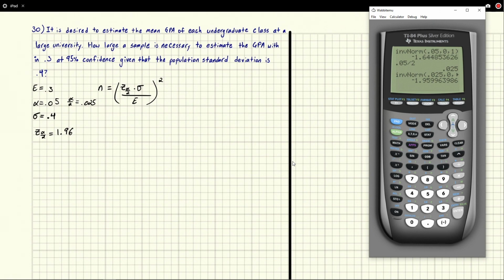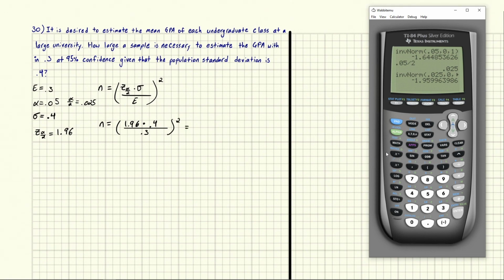Now what we're going to do is we're just going to plug these guys in. So n, the required sample size, is equal to 1.96, that's our z of alpha over 2, times sigma, our sigma is 0.4, divided by, and then on the bottom, we have our margin of error 0.3, and then we're going to square it. And this is going to be equal to something.